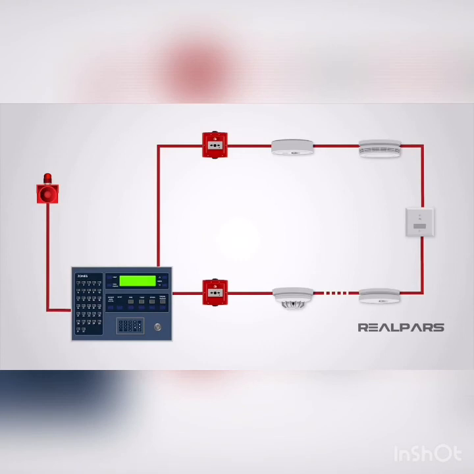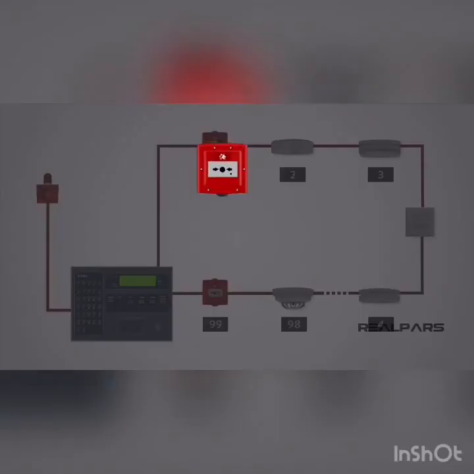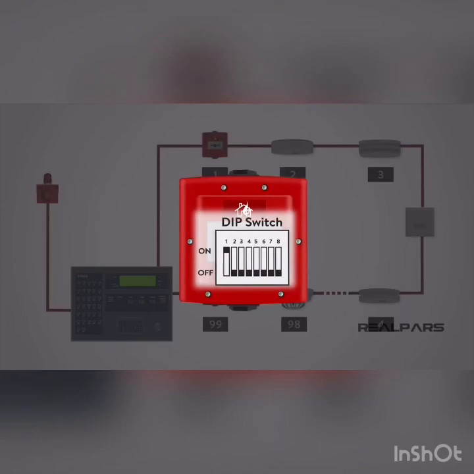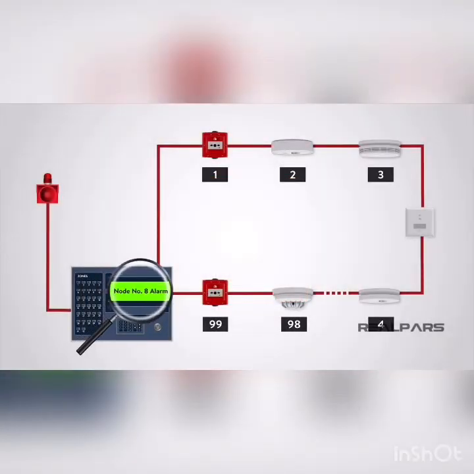The detection principle of an addressable system is the same as a conventional system, except that each detector is given a set address, usually by means of a dip switch. The control panel can then determine exactly which detector or call point has initiated the alarm.